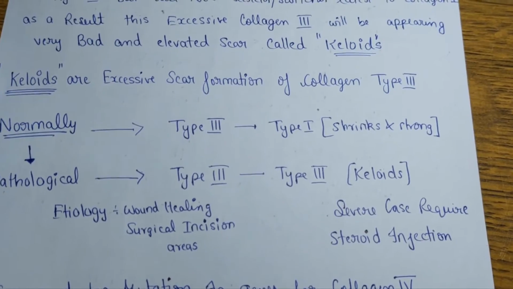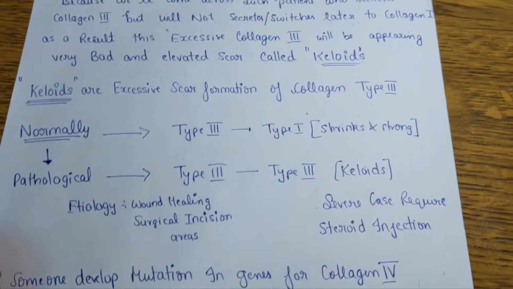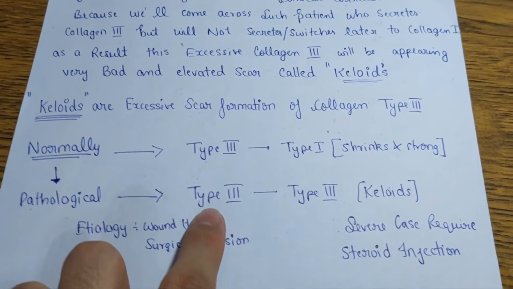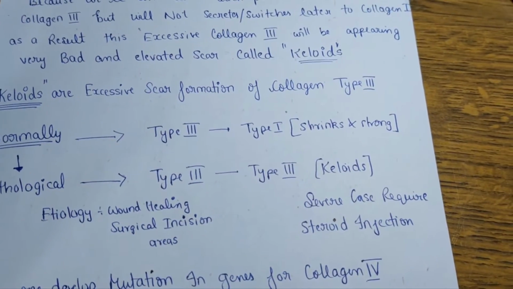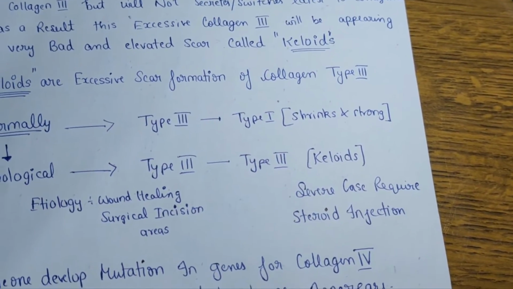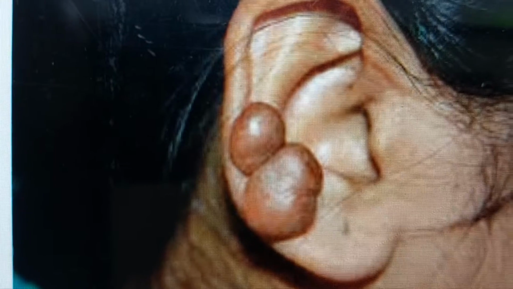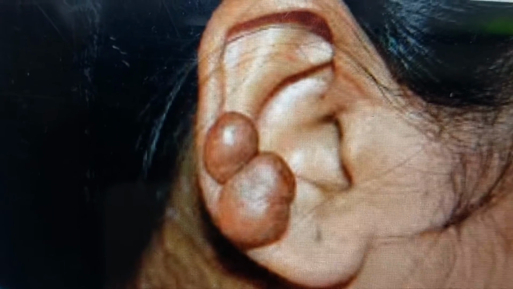But in a pathological condition, in some patients there will be just type 3 collagen secreted, and that will lead to the formation of a bad appearing or elevated scar called keloid. Here we can see an example of keloid. Also here we can see another example of keloid due to excessive secretion of collagen type 3.